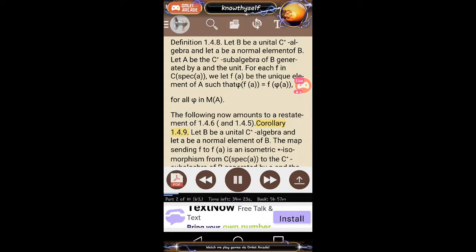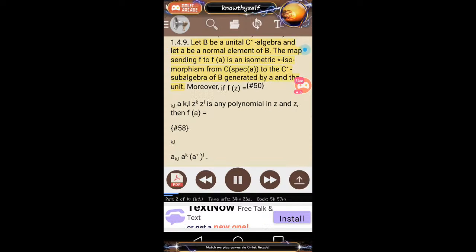Corollary 1.4.9. Let B be a C*-algebra and let A be a normal element of B. The map sending f to f(A) is an isometric isomorphism from C(spec A) to the C*-subalgebra of B generated by A and the unit. Moreover, if f(z) = Σ a_kl z^k z̄^l is any polynomial in z and z̄, then f(A) = Σ a_kl A^k (A*)^l.